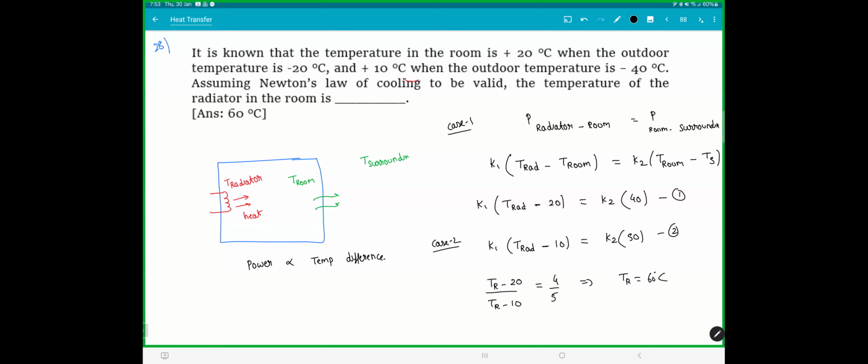This is another kind of problem they'll give you. The radiator is emitting heat. See, how much heat comes out will depend on the temperature difference. If the room temperature and the surrounding temperature are the same, then there will be no heat escaping. Making sense? This is another model of questions on Newton's law of cooling. Check it out. It's a good one. Clear? That is the last one on convection.